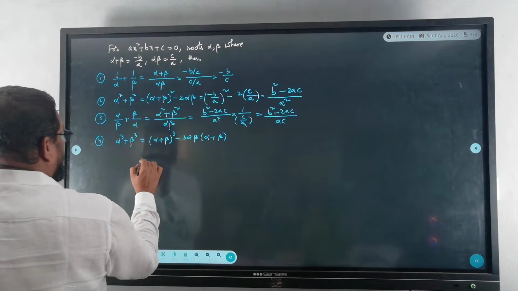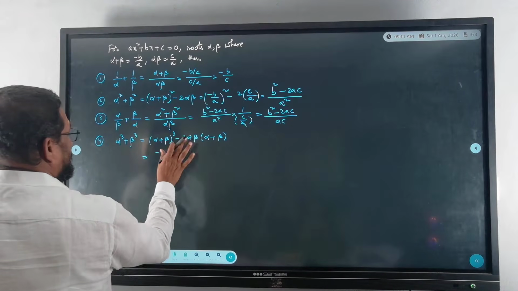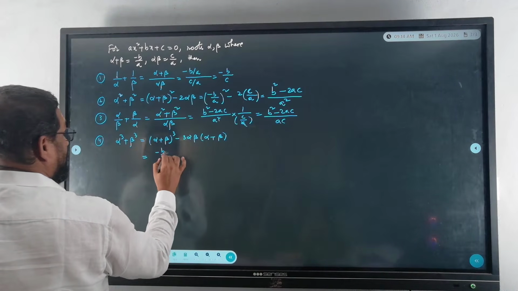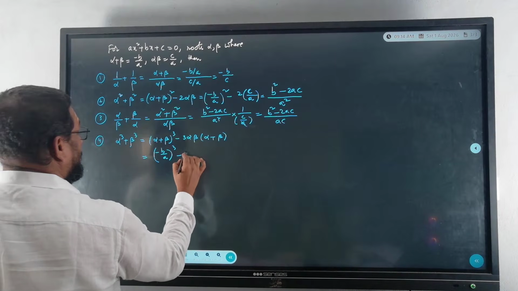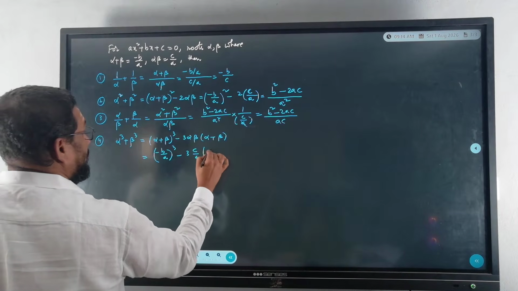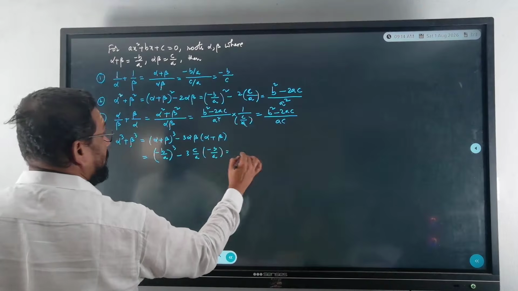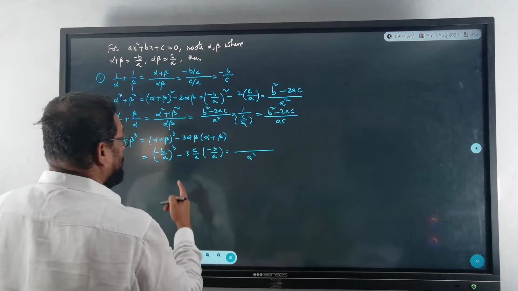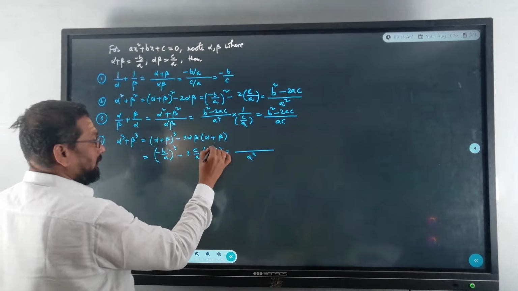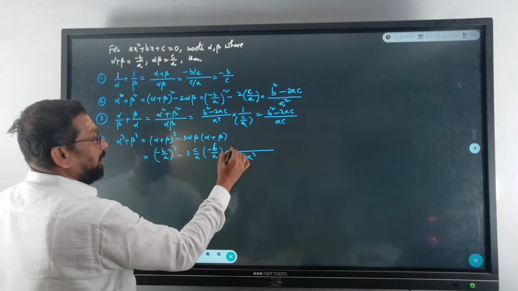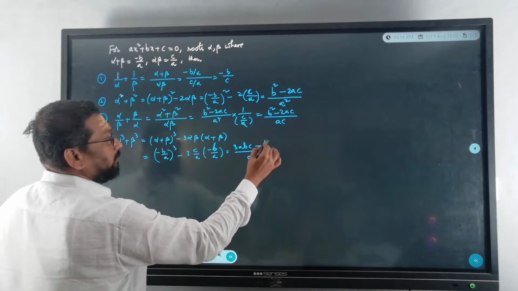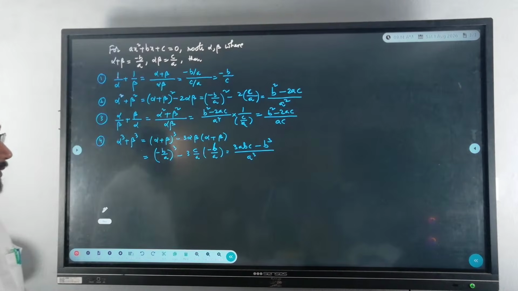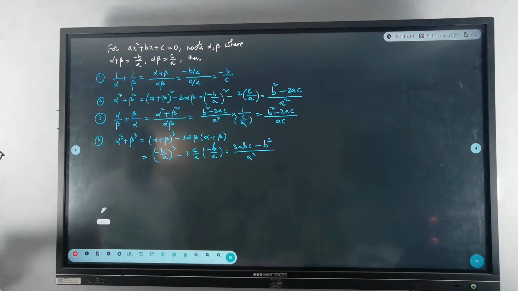So alpha plus beta is minus b by a, power 3, minus 3c by a times minus b by a. Here LCM is a cube, so 3abc minus b cube by a cube. That is alpha cube plus beta cube value.